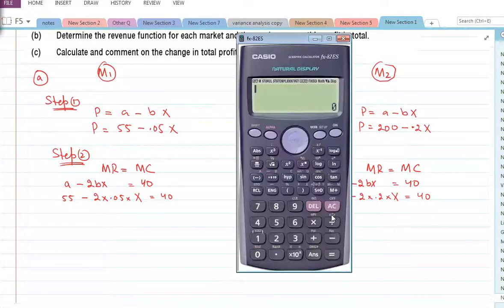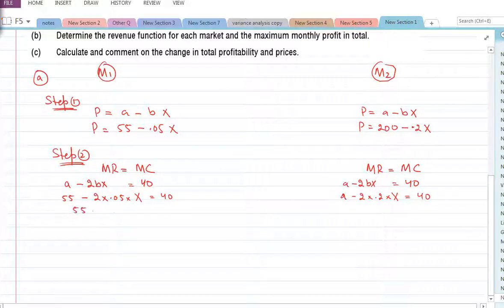Now, 55 will move to the other side of the equation, so that will be 40 minus 55, which will be minus 15, right? Okay, before that we need to multiply this also, 0.05 multiplied by 2, which is 0.1. Okay, that's 55 minus 0.1. Let's do it in steps.